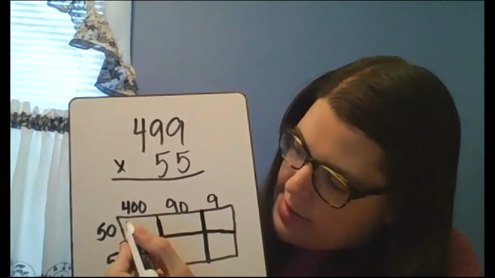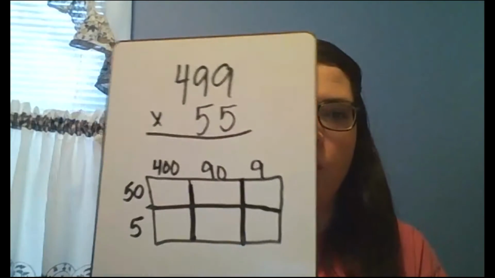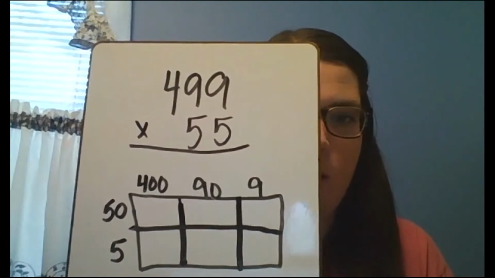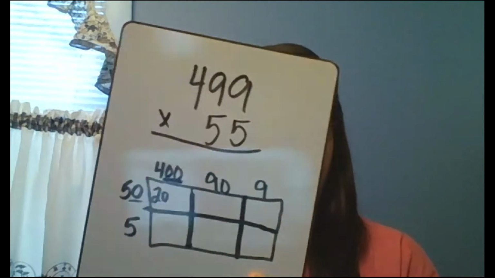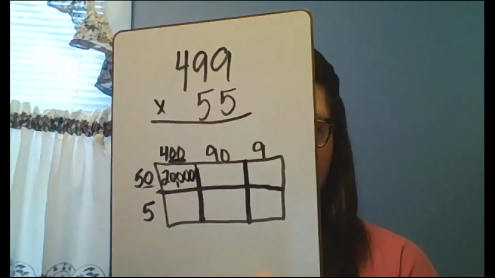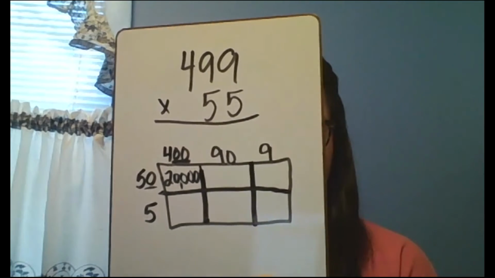For this first box here, it will be 50 times 400. We can start by thinking, we know that 5 times 4 is 20. Then, how many zeros are we going to add to the end? We have 1 for our 50 and 2 for our 400, so let's add 3 zeros to that 20. I've added my comma in there, and that gives us 20,000. So 50 times 400 is 20,000.